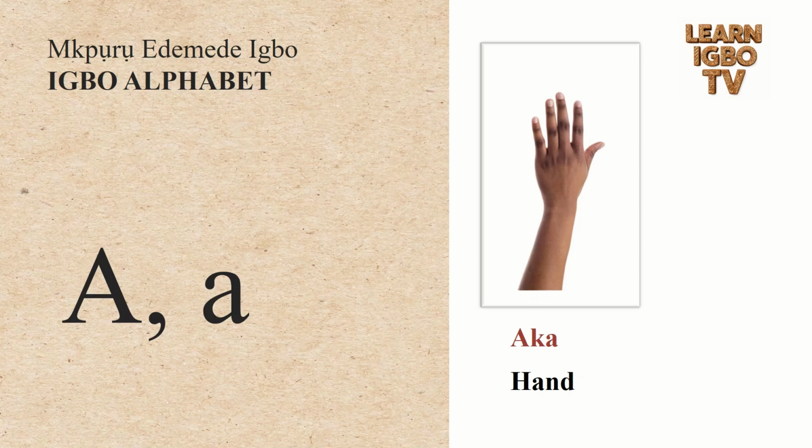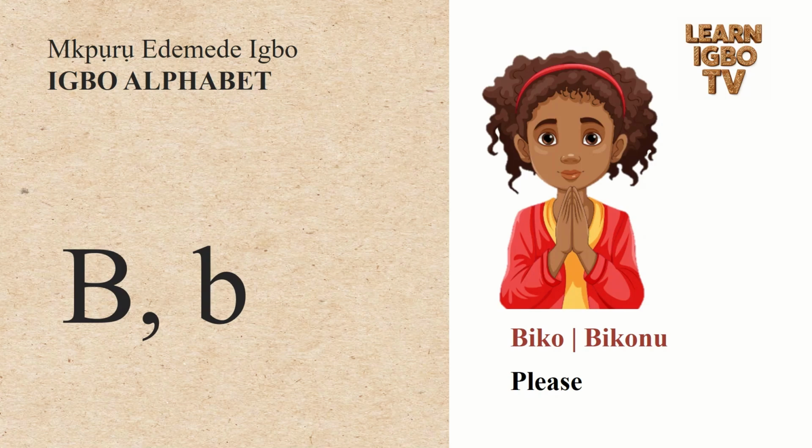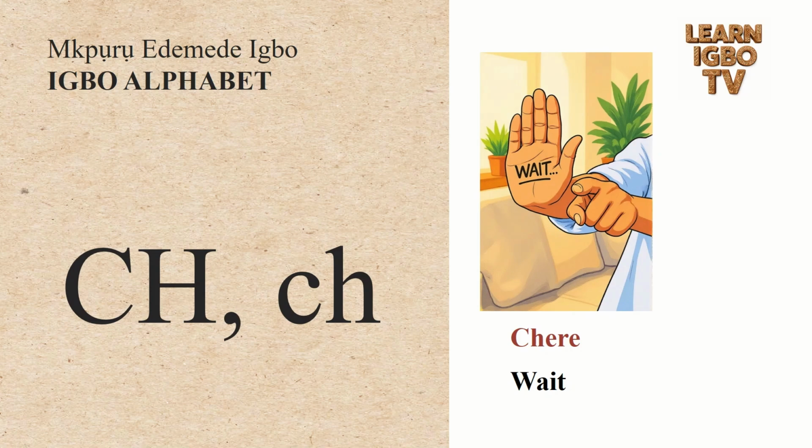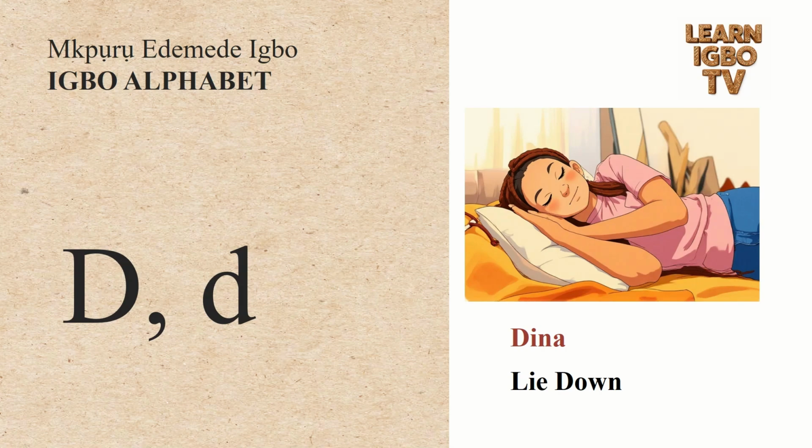Let's now dive into the alphabets from letter A. A for Aka. B for Biko, or you say Bikonu. Chi for Chere. D for Dinner.